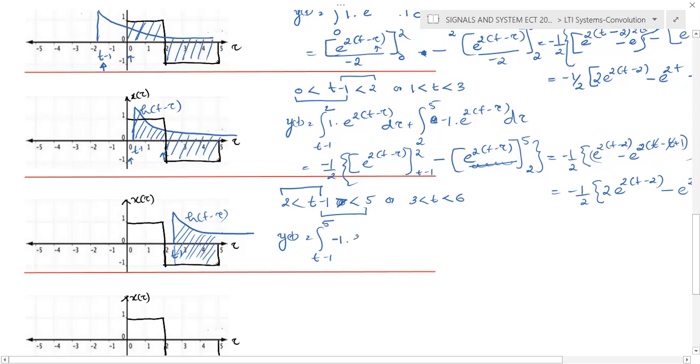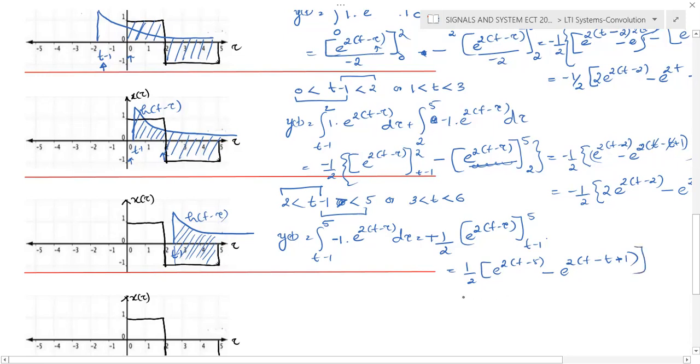Here the amplitude is minus 1 into e raised to 2t minus 2 d tau. Okay, so if you take this minus 1 on integration, you will get again minus 1 by 2, so it becomes plus 1 by 2, and the remaining e raised to 2t minus 2, the limit is from t minus 1 to 5. And if you simplify this, you'll get 1 by 2 e raised to 2t minus 5 minus e raised to 2t minus, in place of tau you can substitute here, tau plus 1. So on simplification you'll get 1 by 2 e raised to 2t minus 5 minus, if you simplify these two you'll get e raised to 2. I think this is the third term.